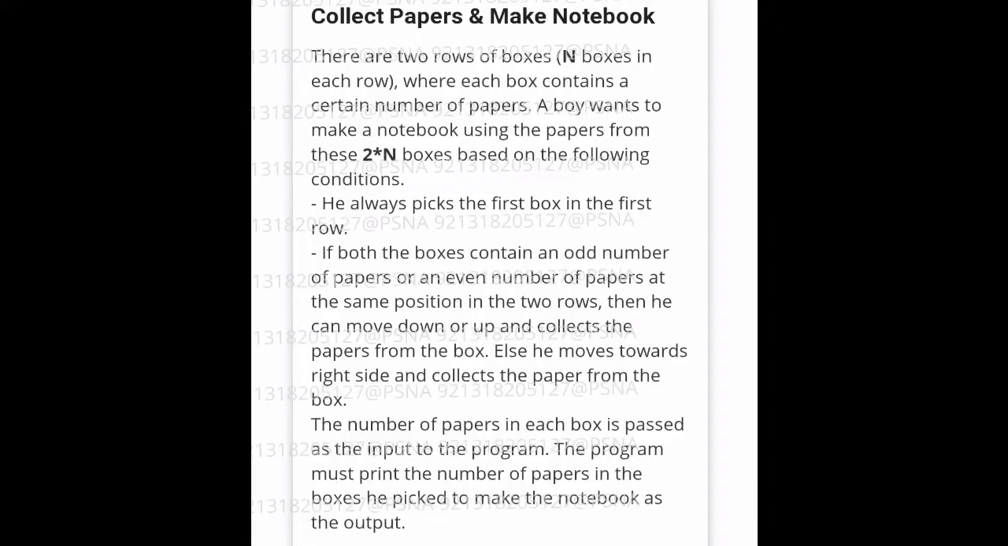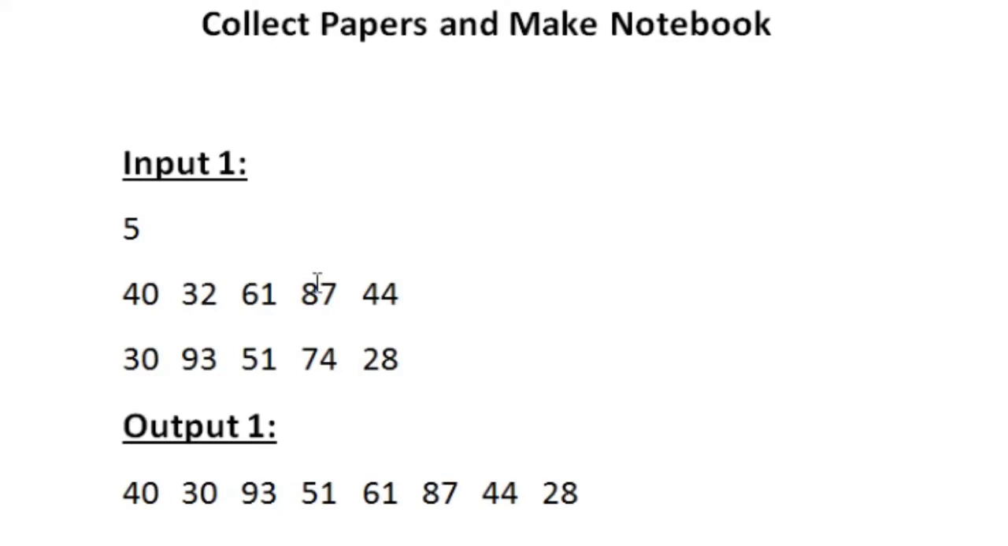This is the question asked in today's SkillRack daily challenge. In the first line of input, we are given the value of n and then we are given n into 2 integers as input. So the second line contains n integers, which is box 1, and the third line contains again n integers, so this is box 2. Now the boy needs to create a new notebook by using the papers present in these boxes.